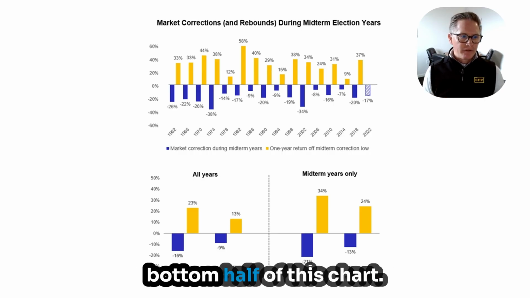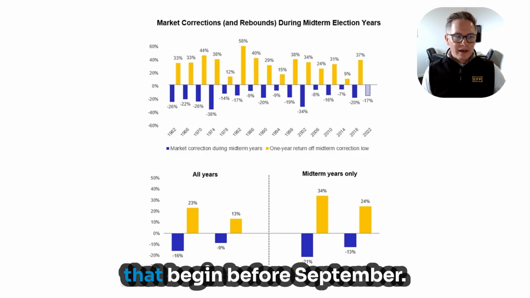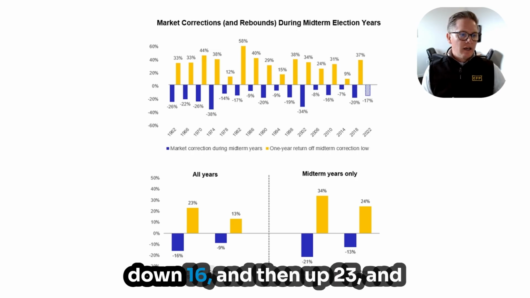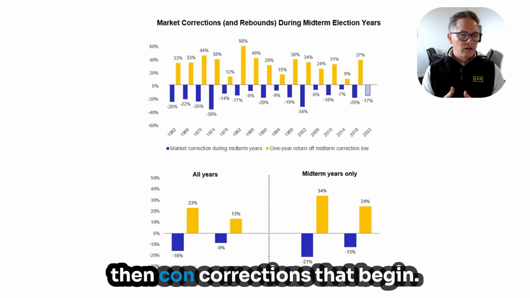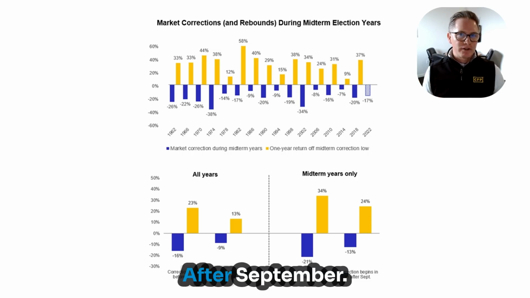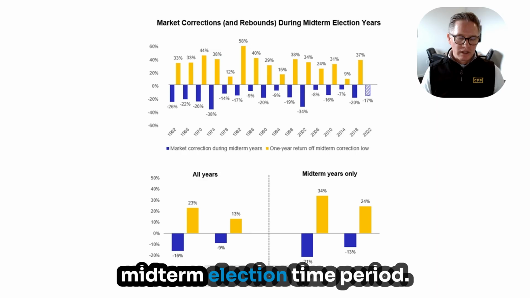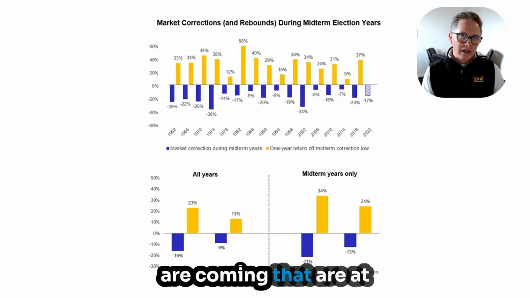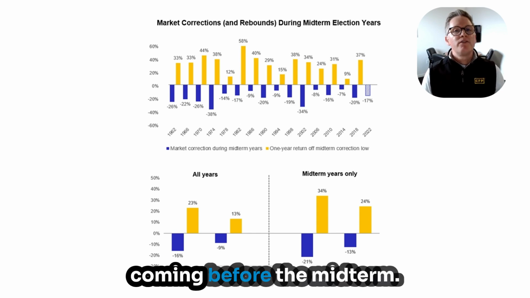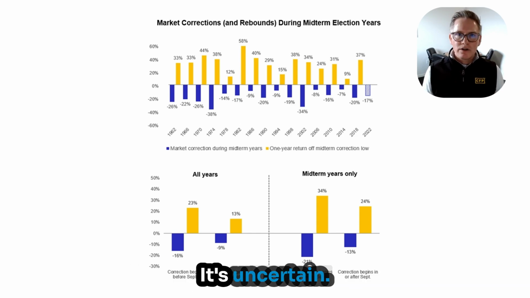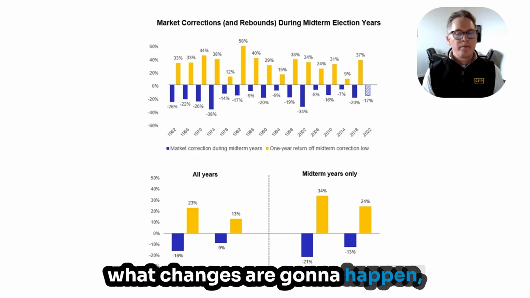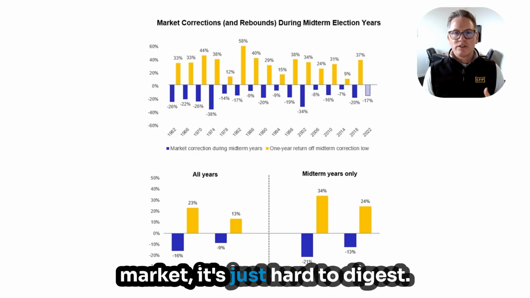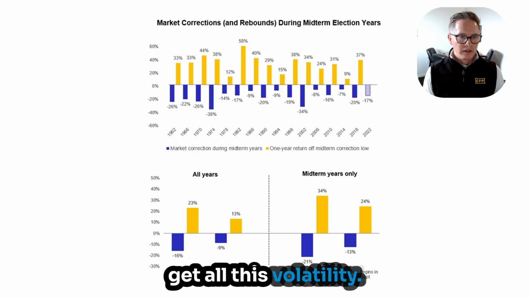Now, let's look at the bottom half of this chart. You can see here, corrections that begin before September there on the left, in the blue down 16, and then up 23, and then corrections that begin after September. Okay, so think of that midterm election time period. What's it telling us? Well, most of these corrections, that are at least a little deeper, are coming before the midterm. Why? It's uncertain. We don't know who's going to win, what changes are going to happen, are different things going to expire. So all of that uncertainty for the market, it's just hard to digest. So that's why you get all this volatility, okay?